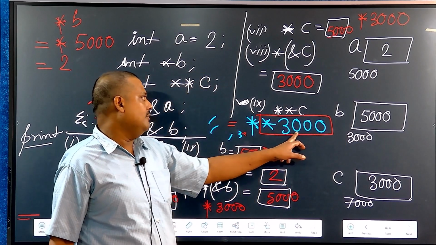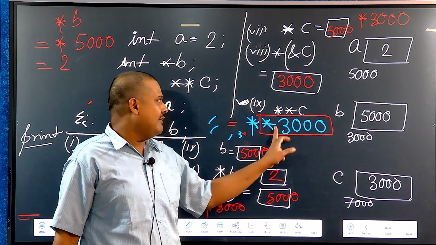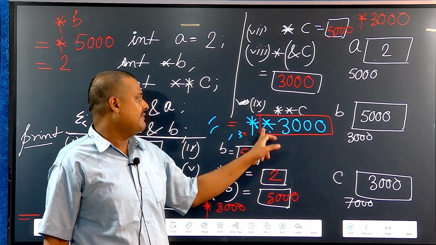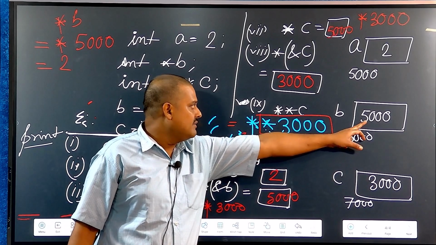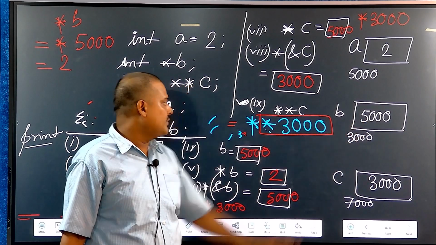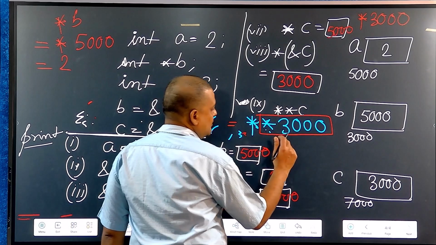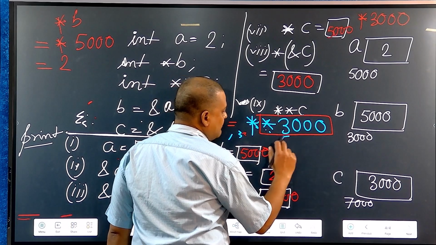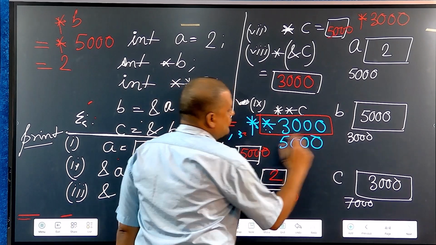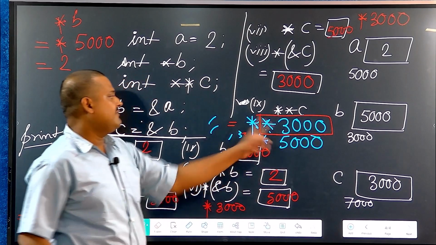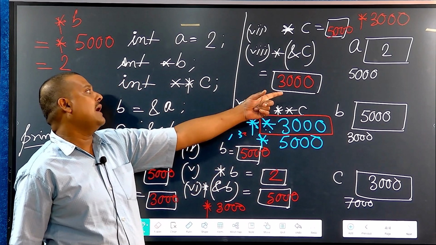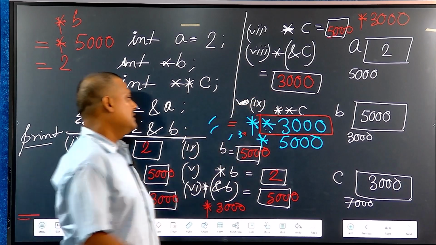what will be the value? 3000 pointing. What value is at 3000? At 3000 there is 5000. Okay. So, this will be 5000. Then again one pointer. So, what is pointer 5000? That means what value at 5000? So, that is 2.